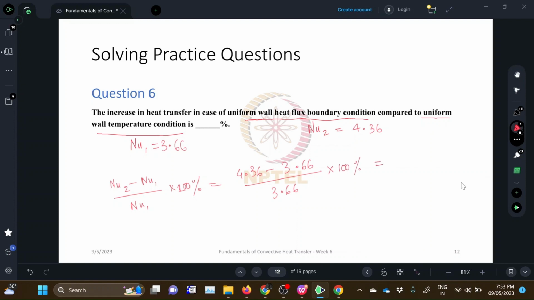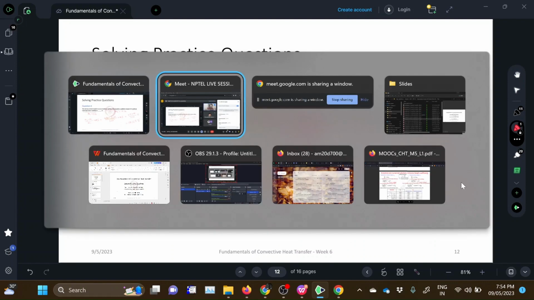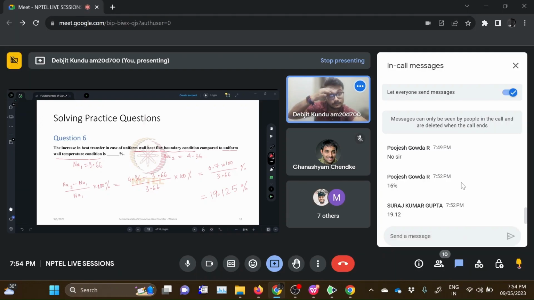So this difference will be 0.7, I believe. Yeah, 0.7 into 100, that is 70 divided by 3.66%. What is 70 divided by 3.66? It's 19.125. So whoever said 19.12, you are absolutely correct. Does it make sense? Any questions?